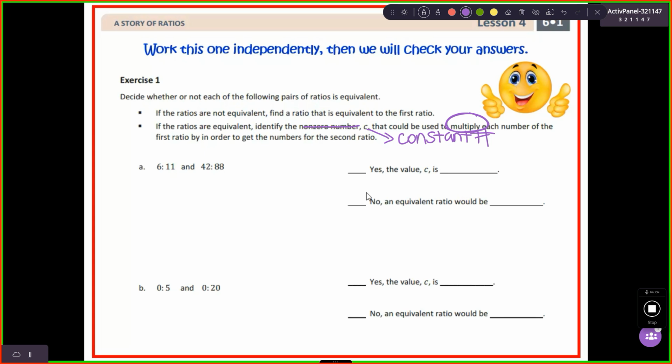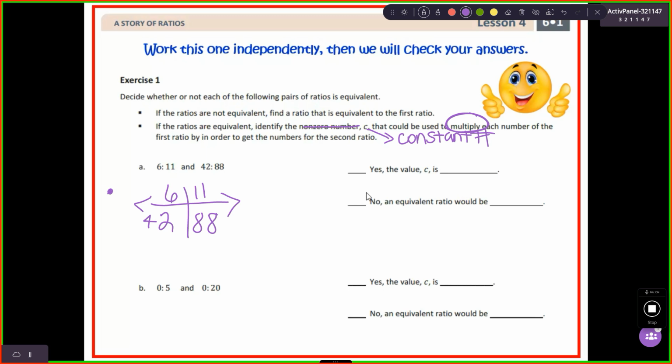What could I do with these ratios real quick? Put them on a ratio table. 6 to 11 and 42 to 88. Does everybody understand what I just did? Do we know the categories? No. So I just put it like that. I need to find out if they are equivalent and they have to multiply by the same number. And it says multiply. So we multiply by the same number on each side.